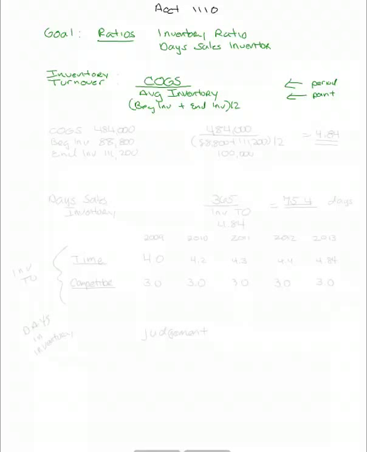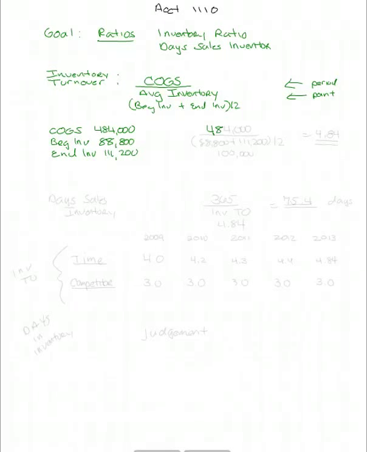Let's try some numbers in our inventory turnover ratio. Let me give you some. Let's say your cost of goods sold is $484,000 for a business, and that their beginning inventory from the beginning of the year was $88,800, and their ending inventory from the last of the year was $111,200. Let's use those numbers to calculate our inventory turnover.